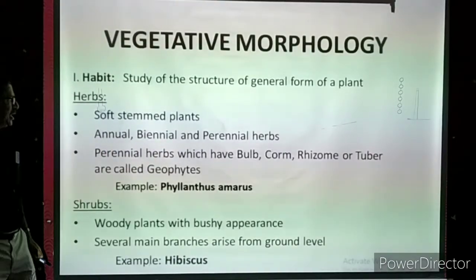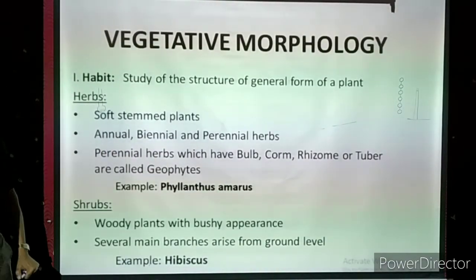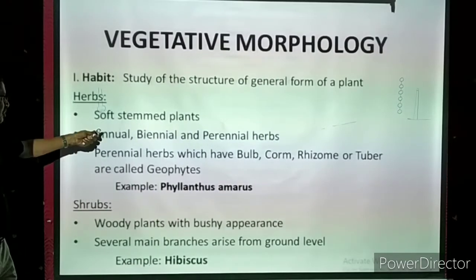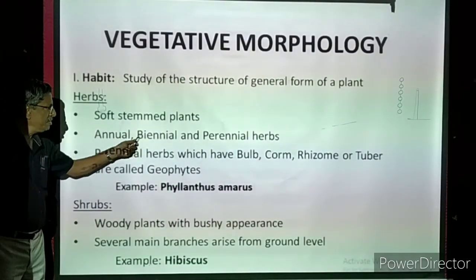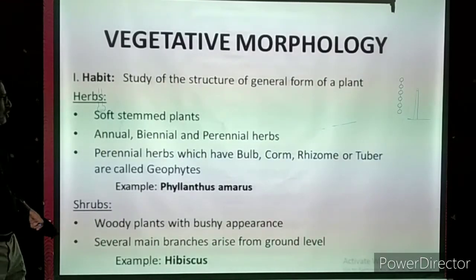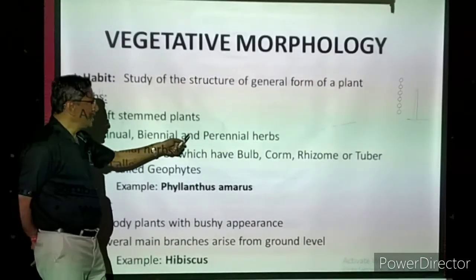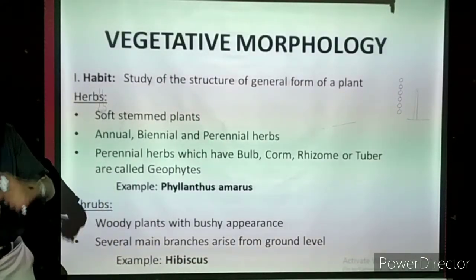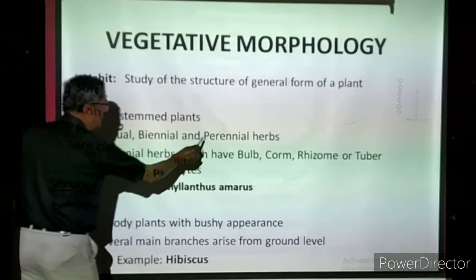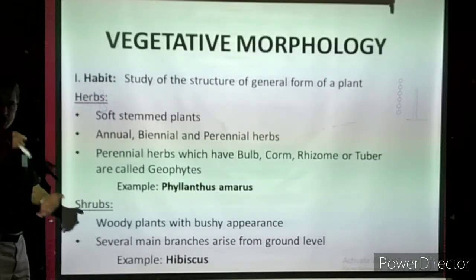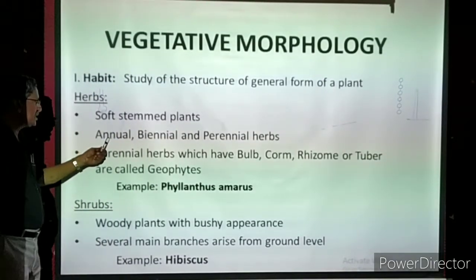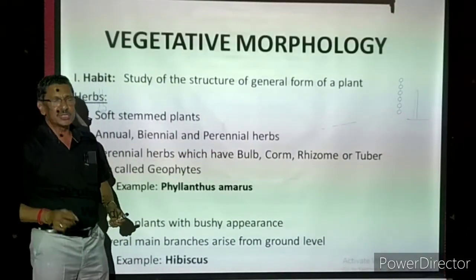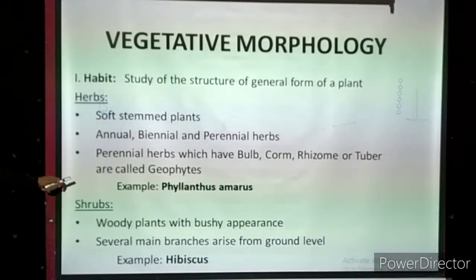Then the second group of plants are called biennials. Actually, biennial, biannual. Bi means two, annual means season. These plants are living for 2 seasons. They are called biennials. And perennials. Perennials means these are the plants which are living for many years. They are called perennial herbs. They are herbs, small plants, but some are living for one season. Some are living for 2 seasons. Some are living a few years to many years. That is the second character.